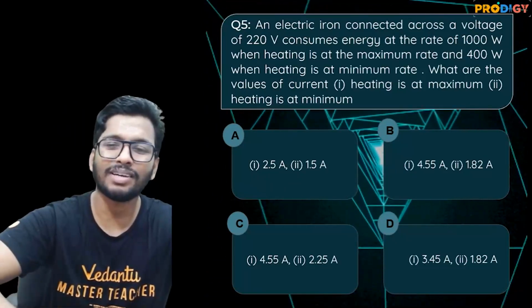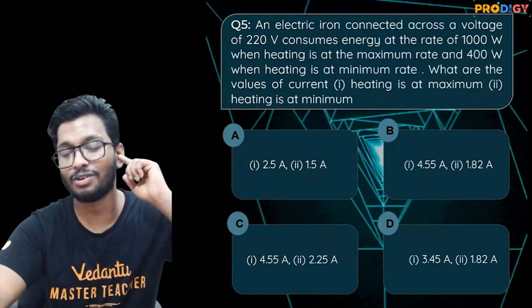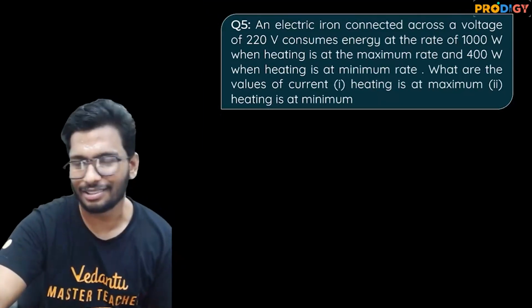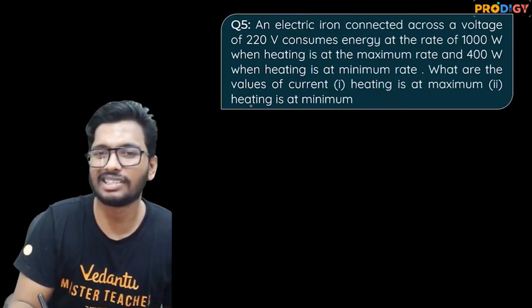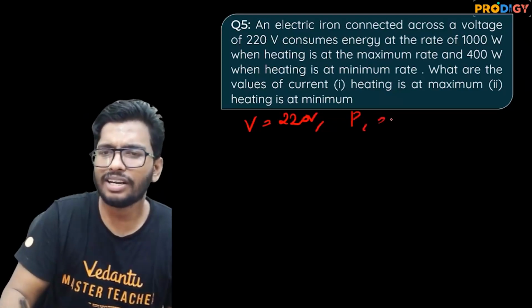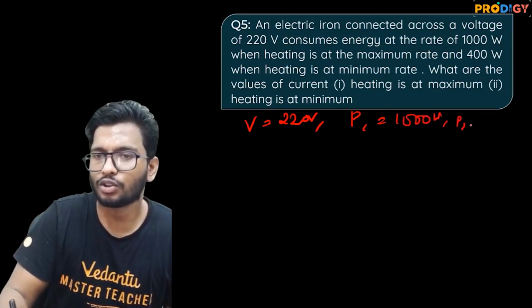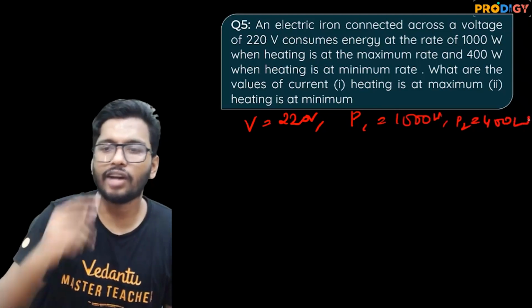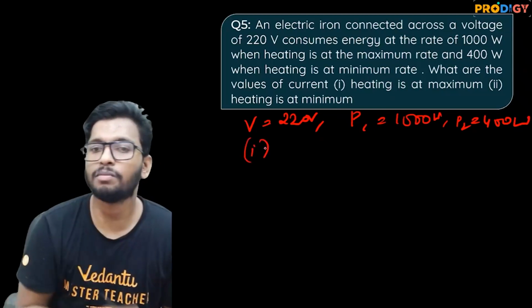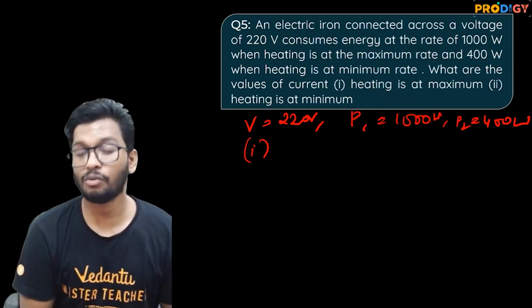Options: 2.5 amperes and 1.5 amperes, 4.55 amperes and 1.82 amperes, 4.55 amperes and 2.25 amperes, and 3.45 amperes and 1.82 amperes. Let's try to do this. Alright, so first of all guys, what is given? Voltage is given as 220 volts. The power when it's high is 1000 watts. The power when it is low is 400 watts. We also need to find out what the current is when the heating effect is maximum.